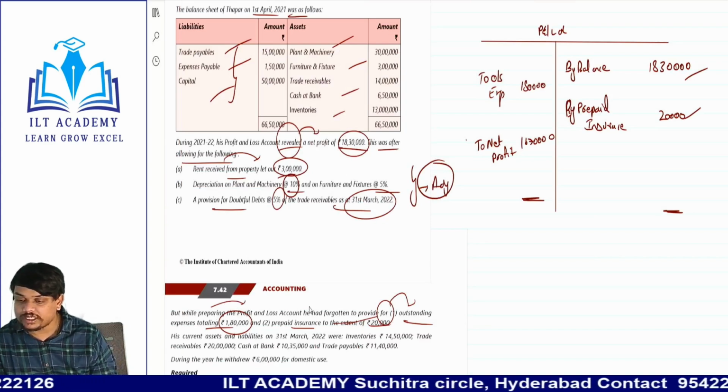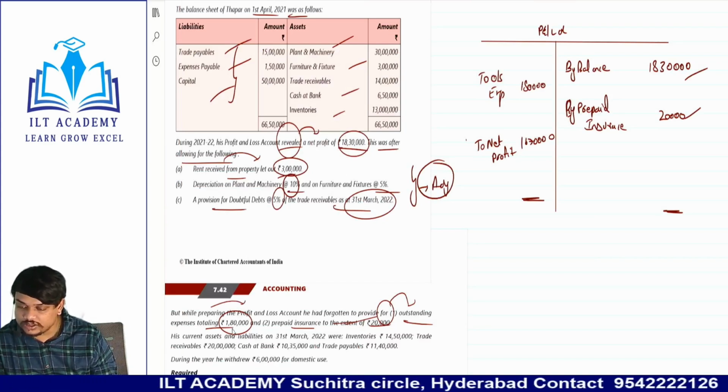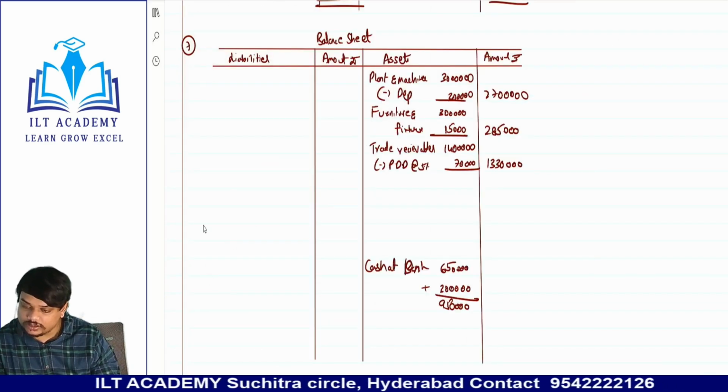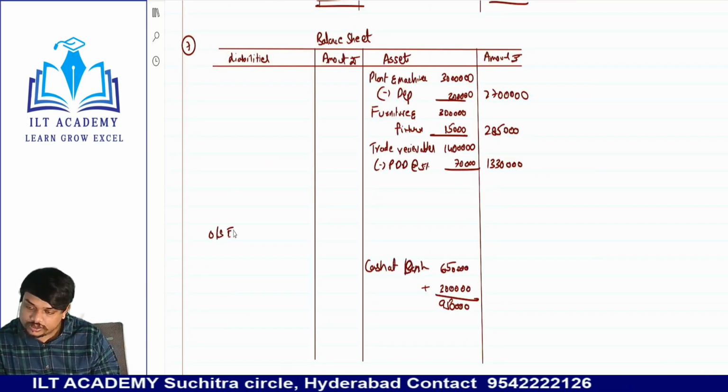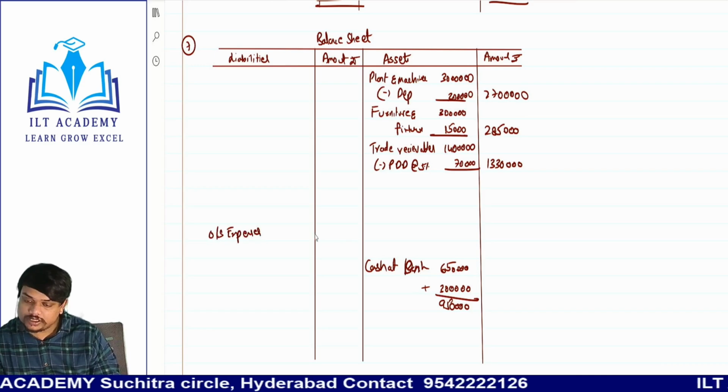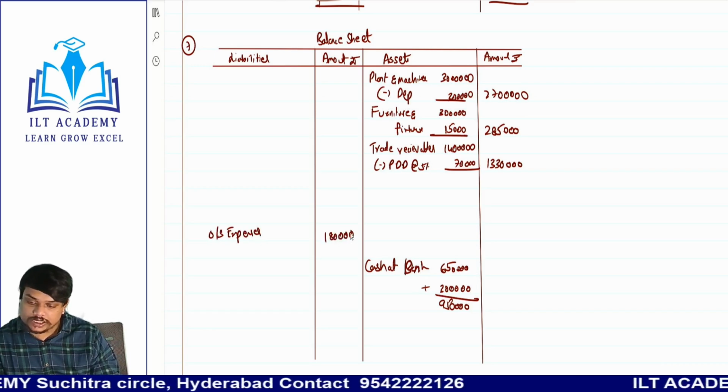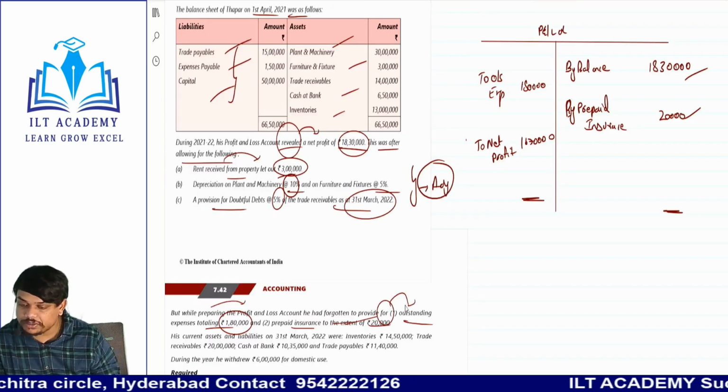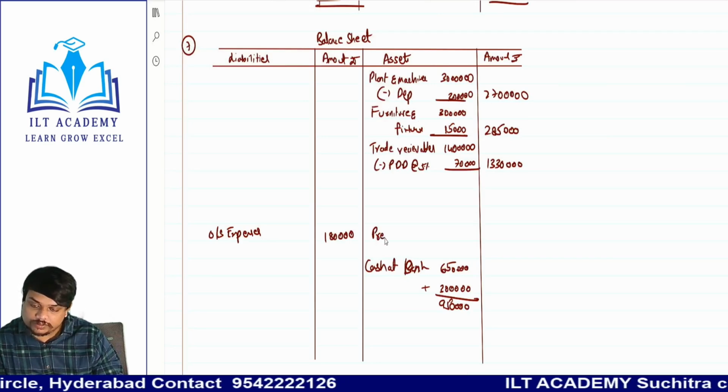But while preparing the P&L account, he had forgotten we have done this. Outstanding expenses of 1,80,000. Expenses of 1,80,000. Let us finish the adjustments. And prepaid insurance to the extent of 20,000.